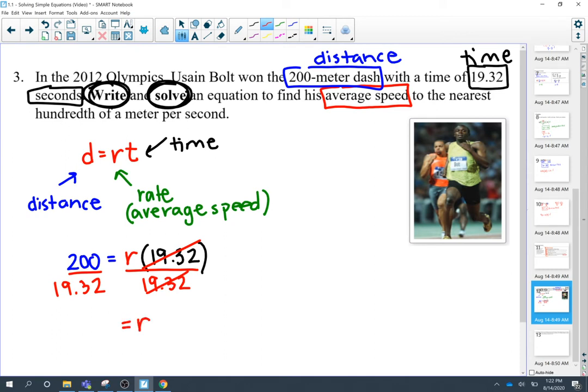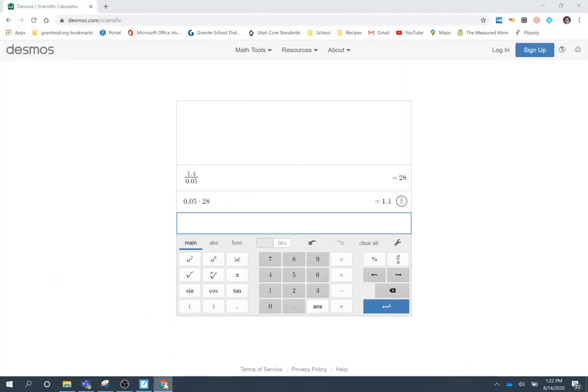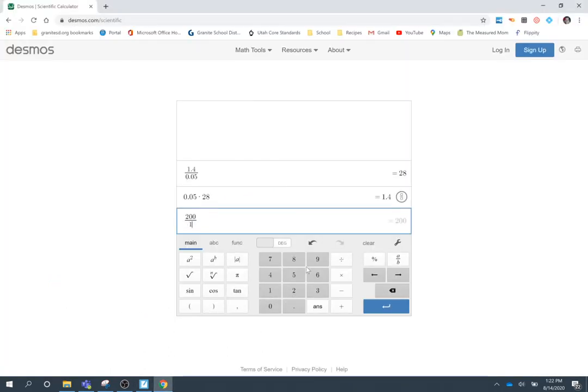Now I have to take 200 divided by 19.32, which is going to give me 10.3519, something like that. 10.3519.